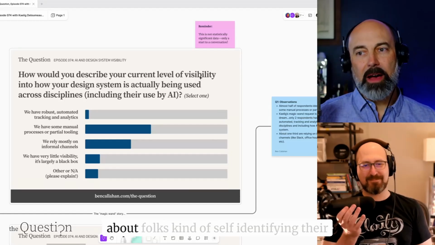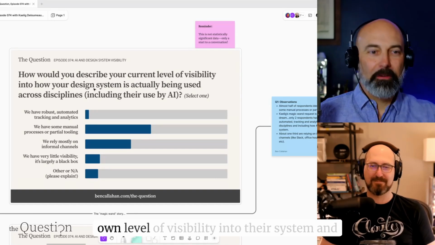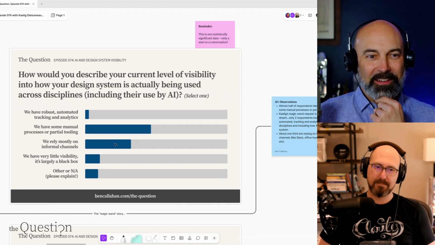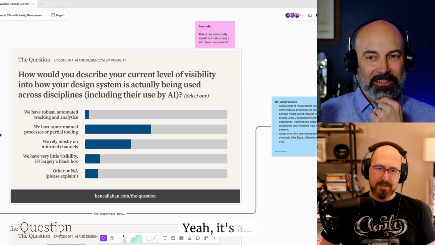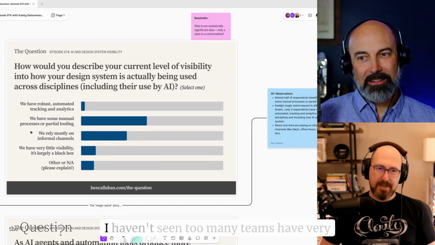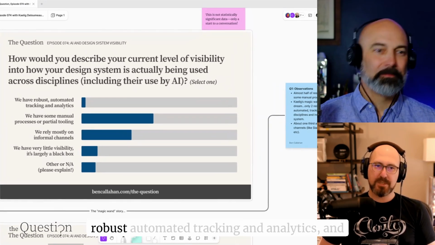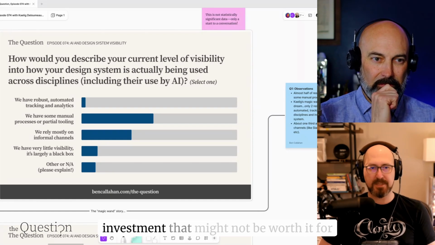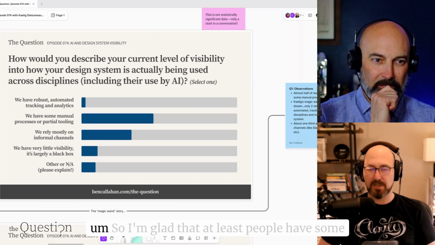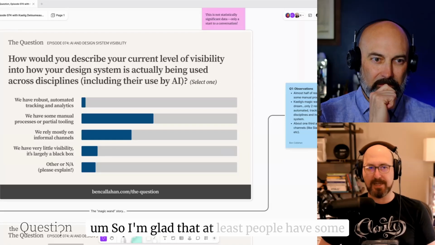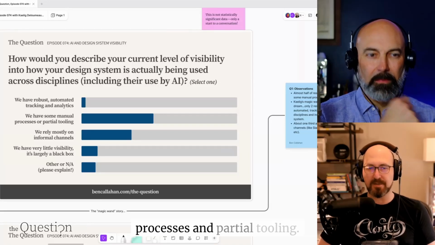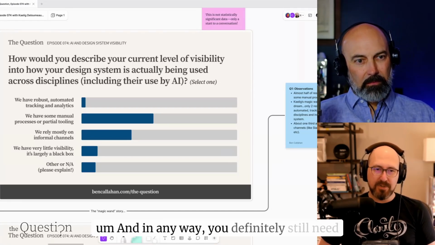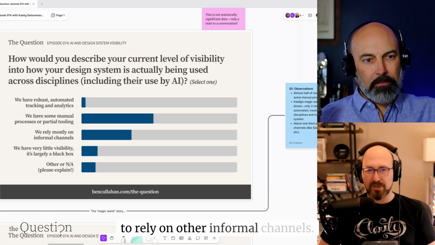So the first question was about folks self-identifying their own level of visibility into their system and how it's used. What were you expecting to see here? I haven't seen too many teams have very robust automated tracking and analytics. And I think it takes a level of maturity and investment that might not be worth it for most folks. So I'm glad that at least people have some processes and partial tooling. That's really good. And in any way, you definitely still need to rely on other informal channels.